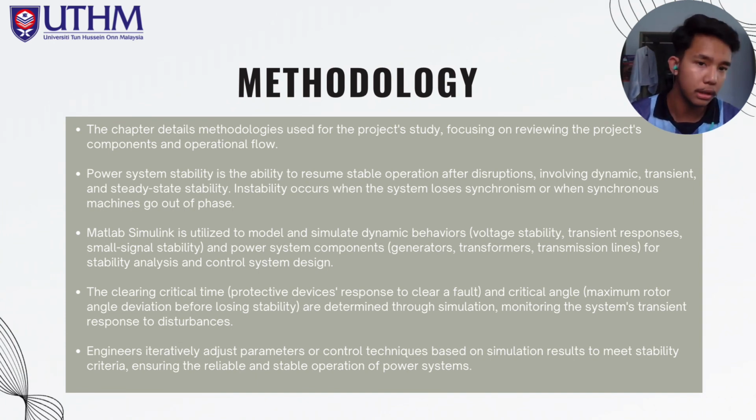So for this lab session, we are going to discuss power system stability. So what is power system stability? Power system stability is the ability to resume stable operation after disruptions, involving dynamic, transient, and steady state stability. Instability occurs when the system loses synchronism and when synchronous machines go out of phase.